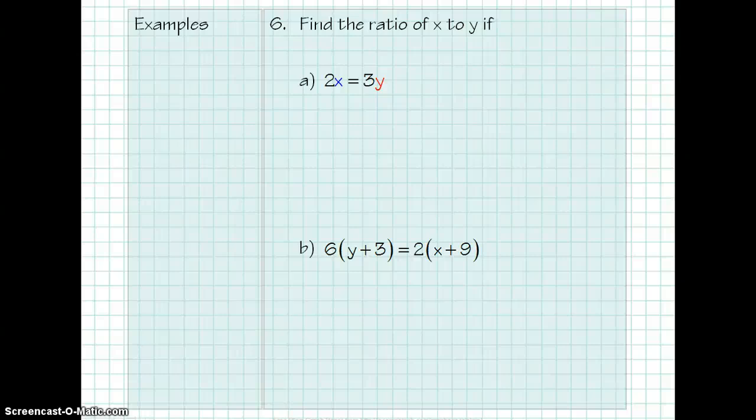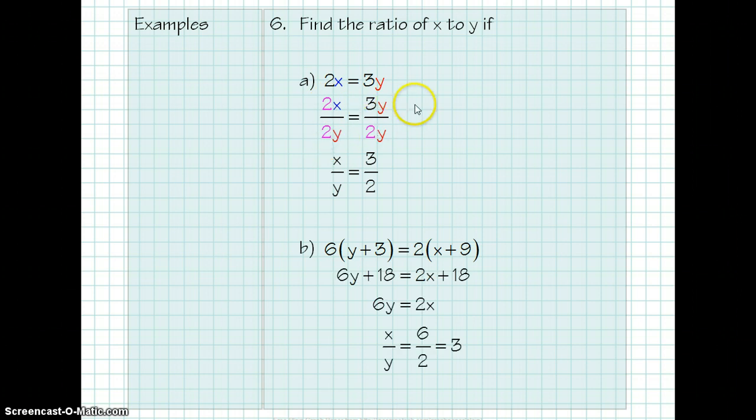So if 2x is equal to 3y, I want to end up with x on one side and numbers on the other side. Okay, so I'm going to divide both sides by y. But I'm also going to divide both sides by 2, because I want to get rid of the y on this side and I want to get rid of the 2 on this side. So the 2's cancel out on the left-hand side and the y's cancel out on the right-hand side, and so I end up with x over y, or the ratio of x to y, is 3 to 2, or 1.5, however you want to say that.